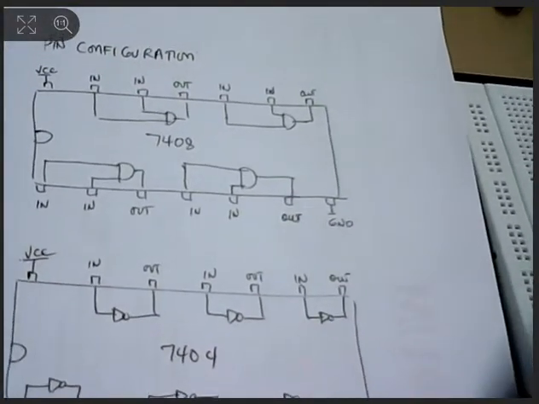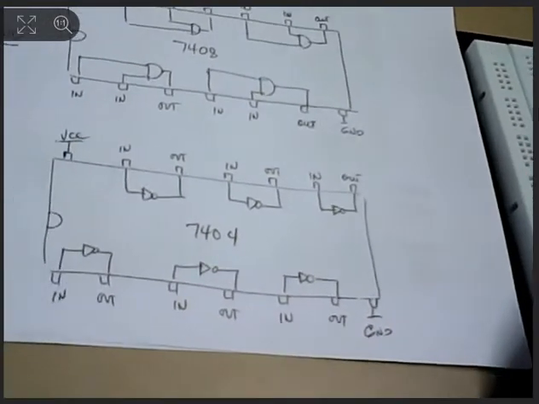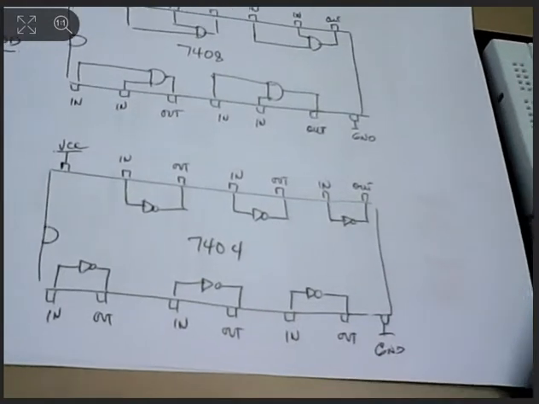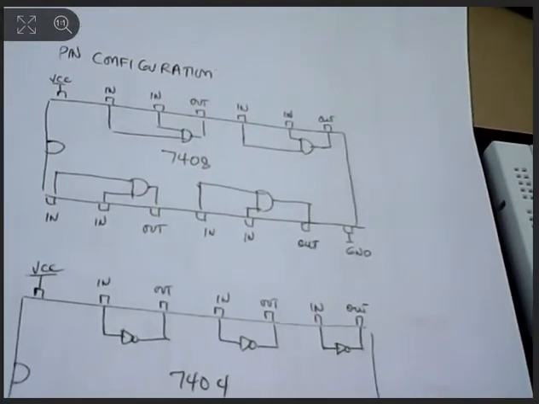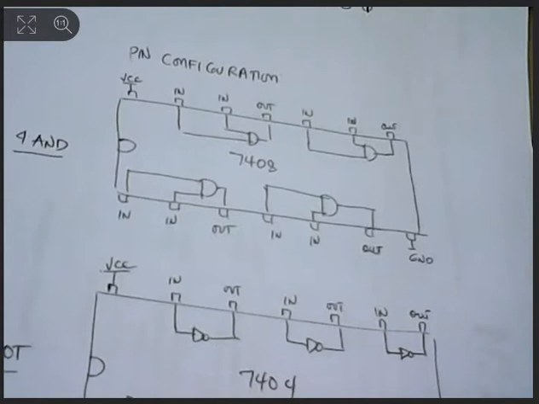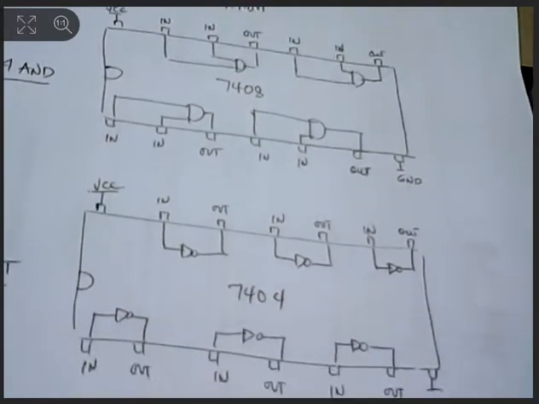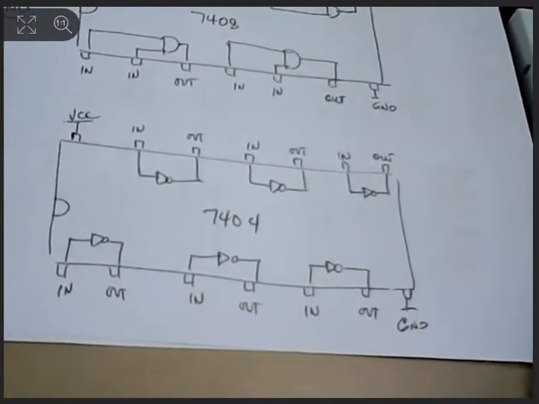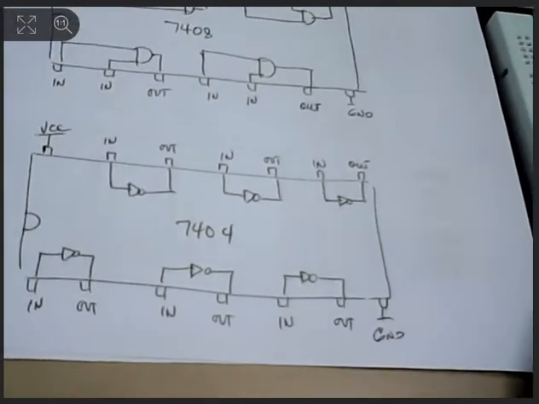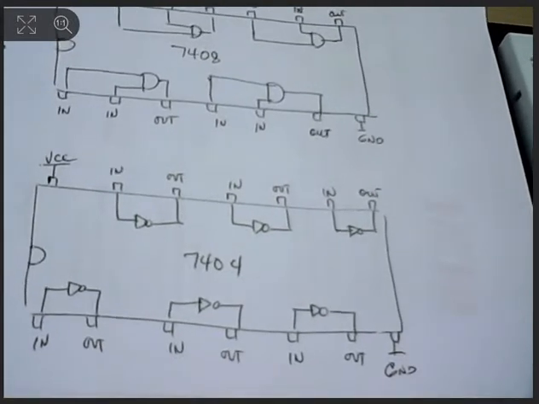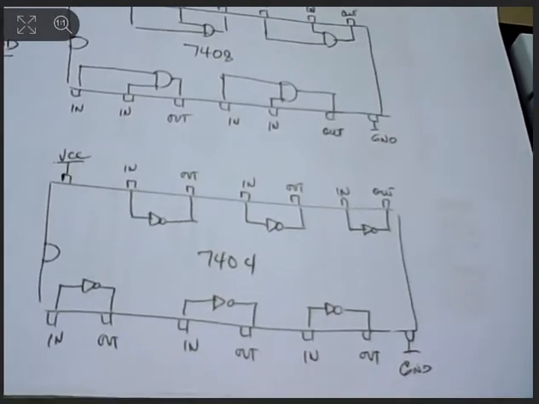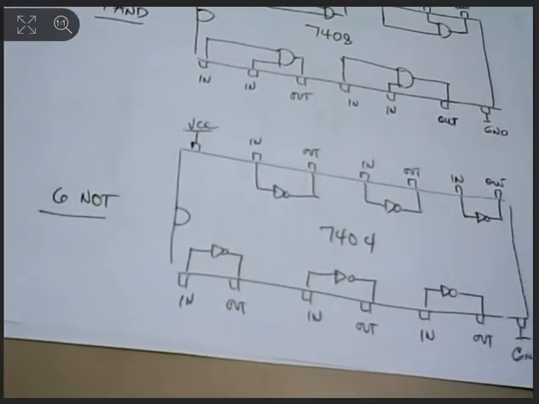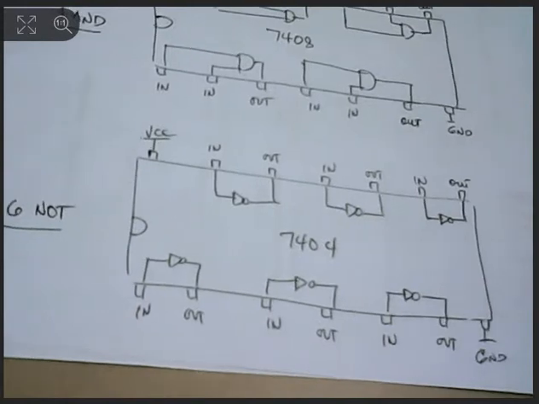Also here, the 7404 pin configuration, that is your inverter. By the way, for the AND gate, we have 4 AND gates inside your IC. For the 7404, looking at the pin configuration, you have in, out, in, out, in, out. So there are a total of 6 inverters inside your IC. There are 6 NOT gates inside your 7404 IC.